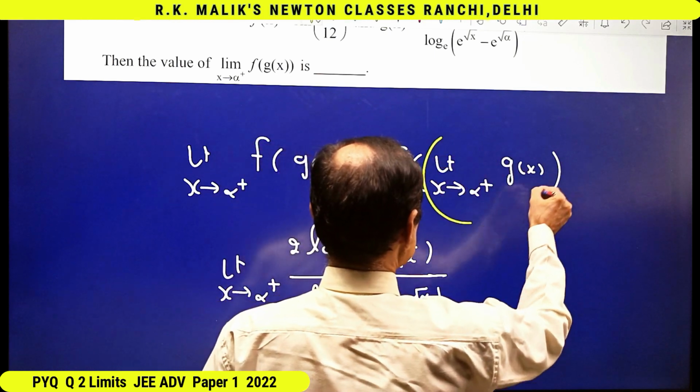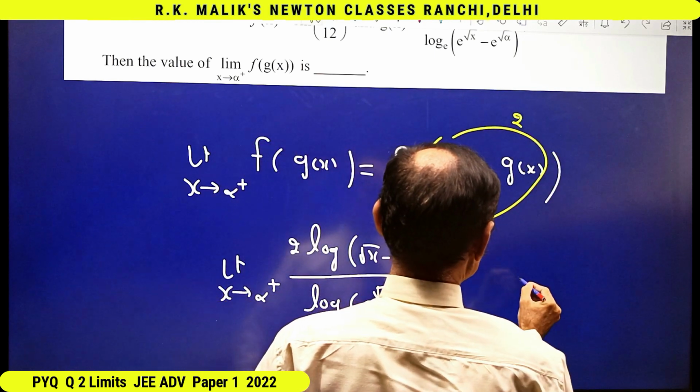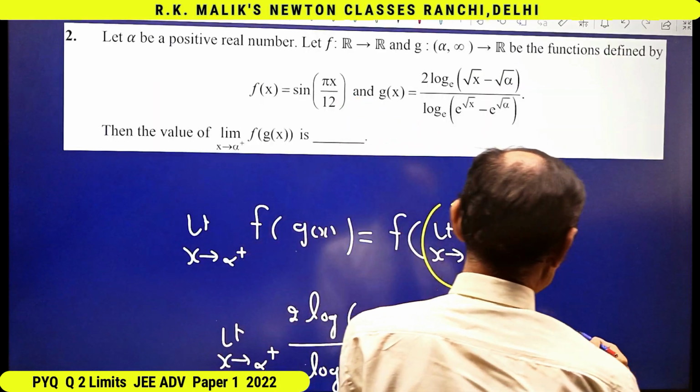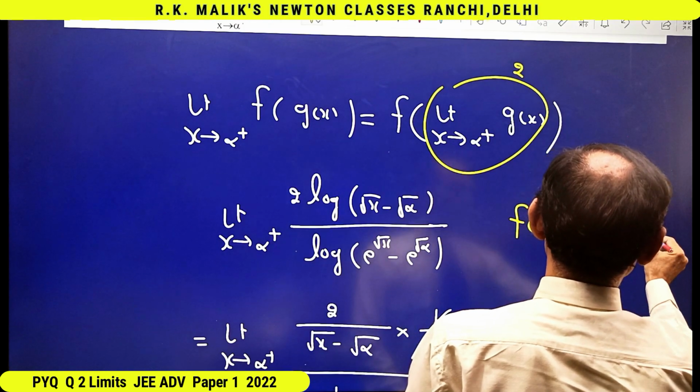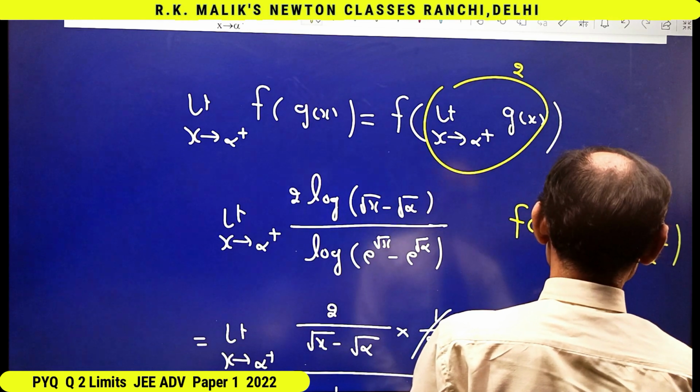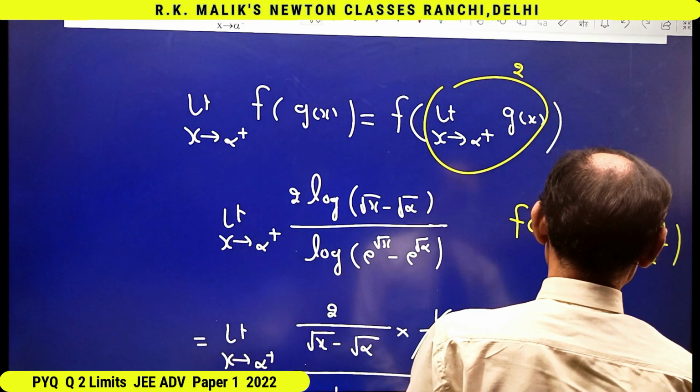And because we have got the value of this as 2, means I have to find the value of f(2), and using this, f(2) is sine pi into 2 by 12, that is 1 by 2.